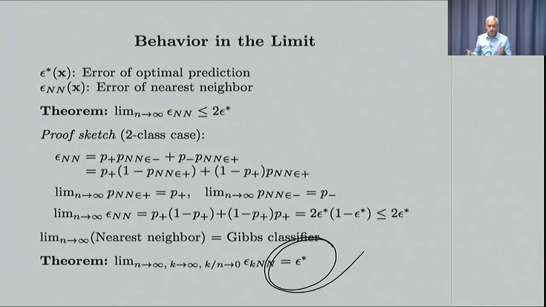the limit is the optimal error rate itself. So nearest neighbor is only as good as the Gibbs classifier. K-nearest neighbor is as good as the Bayes classifier. It's the best that you could ever do. Now, can anybody give the qualitative argument as to why this is true?